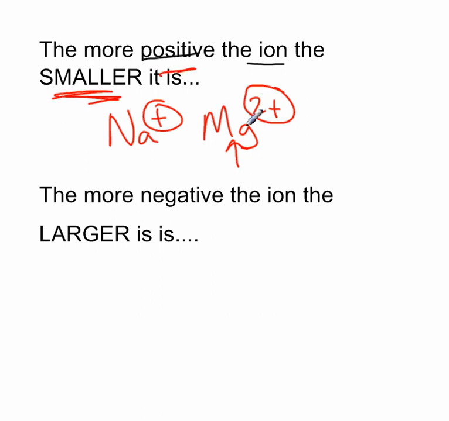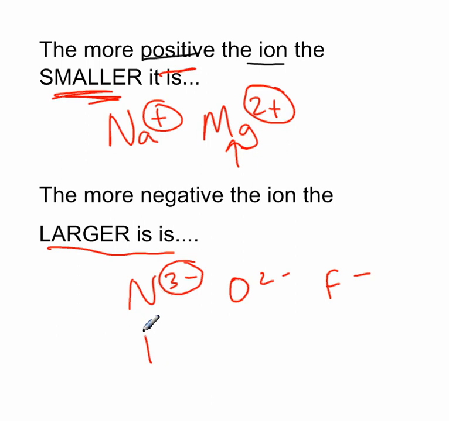The more negative a charge on an ion, the larger it's going to be. So if you were asked to compare N3-, O2-, and F- for size, the first thing I'm going to do is look for the ion charge. That has a -3 ion charge, which automatically makes that the largest. You have to just memorize, the more negative the ion, the larger it's automatically going to be. This would be the second largest, and finally that would be the smallest.